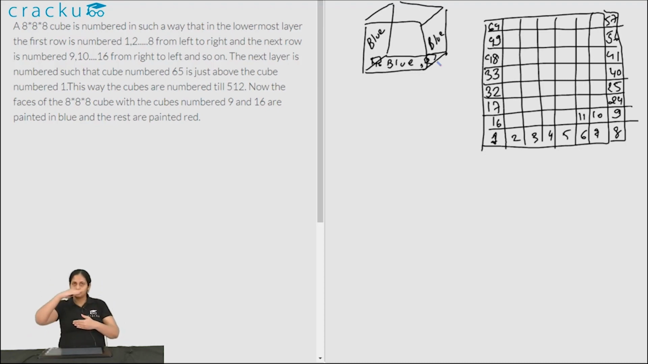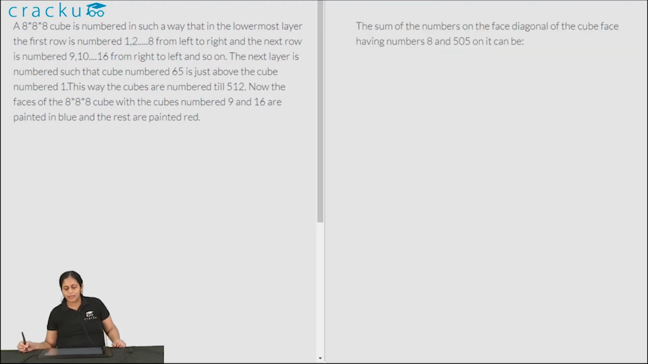The front face, top face and back face are painted red. So this is the information that is given to me till now. Before I try to solve the question, let me first take a look at the questions that are asked, so that I know exactly to what extent I have to solve. So let's take a look at the questions. The first: the sum of the numbers on the face diagonal of the cube face having numbers 8 and 505 on it can be. So I have to find the sum of the numbers on the face diagonal of a particular cube face that is given.